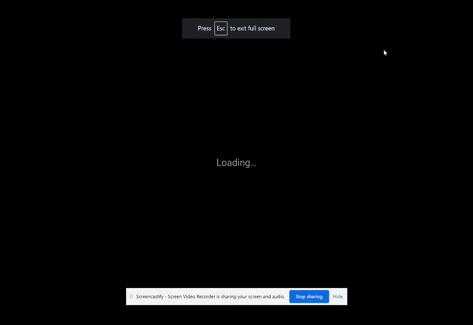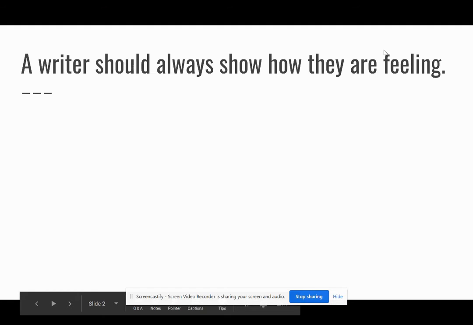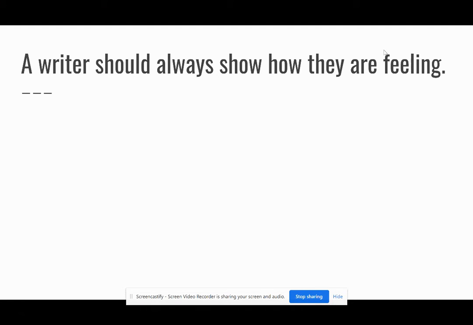All right, so show, don't tell. That means you are going to show your reader how you're feeling instead of telling them how you're feeling. You're going to put them in the moment with you as if they are experiencing this instead of making them a bystander who just is reading about it. So let me give you guys some examples.